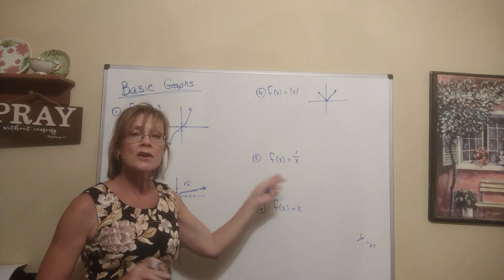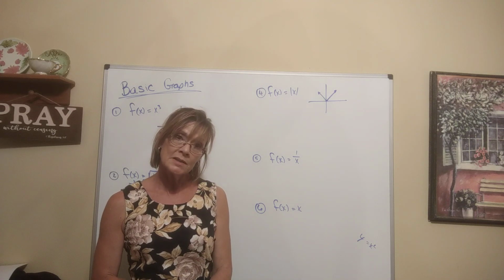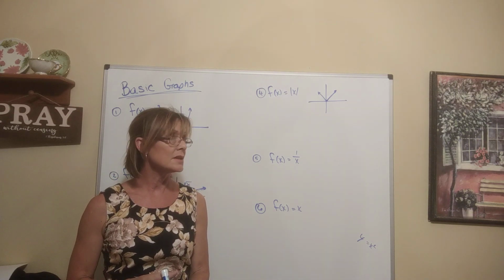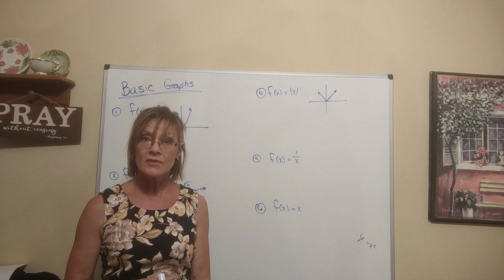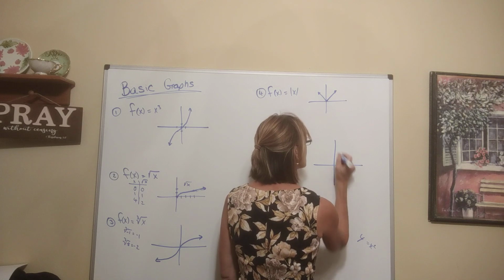F of x is 1 over x. This is a rational function. It also has domain issues. And the problem is you can't divide by 0. So if the denominator is 0, it's trying to divide by 0, and it knows it's not supposed to do that, and it freaks out. And so this is what this graph looks like. It's very weird looking.